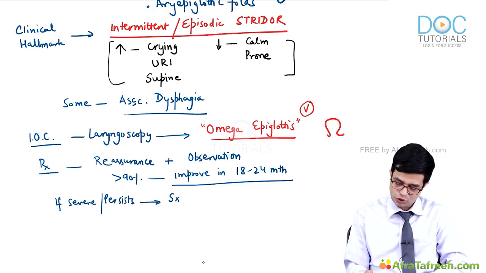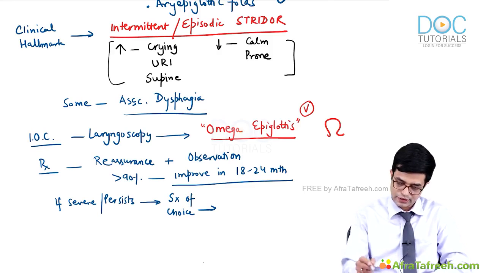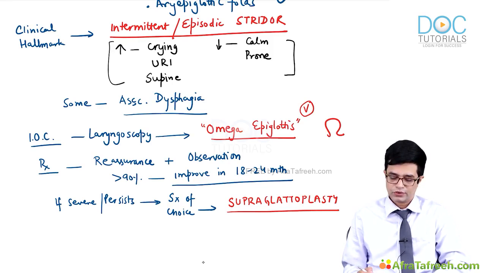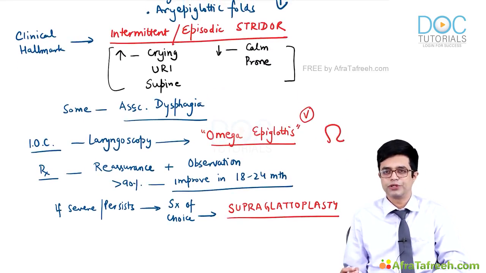The surgery of choice is a procedure called supraglottoplasty. Supraglottoplasty will be the surgical procedure of choice. So this finishes the small but important topic of laryngomalacia.